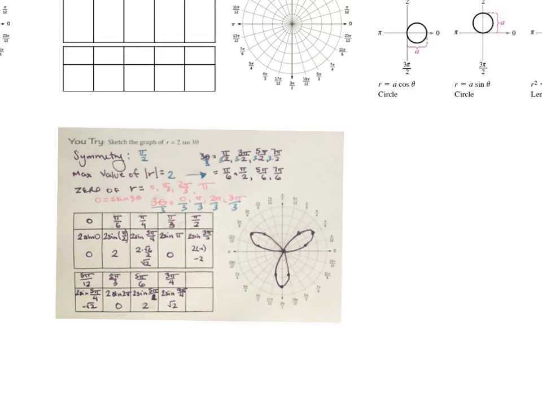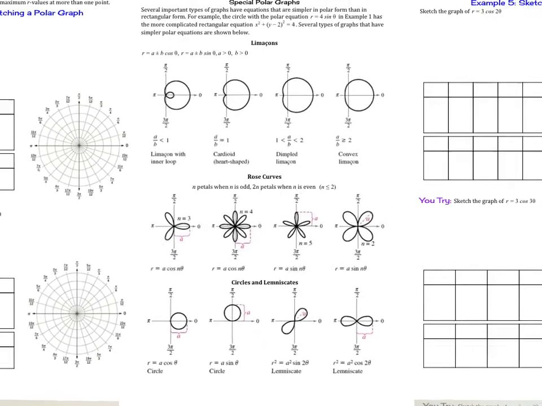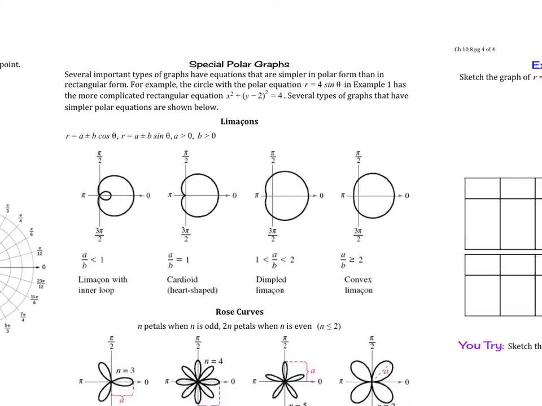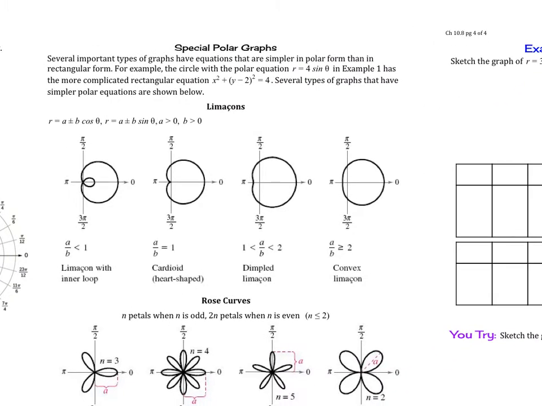So this is the picture that we graphed in the previous video, and I want to show you a little bit more information about some special polar graphs. Several important types of graphs have equations that are similar in polar form to rectangular form. For example, the circle with the polar equation r equals 4 sine theta has a more complicated rectangular equation, x squared plus (y minus 2) squared equals 4, right? So that's the rectangular versus our polar equation.